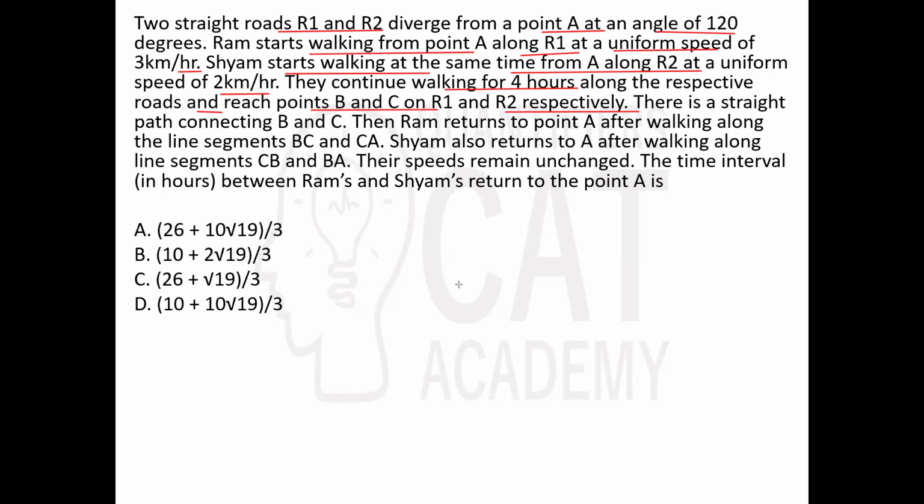Let's make the figure first, right? So let's say this is point A, and this is, let's say, road R1. This is road R2, and the angle is 120 degrees. So assuming this is road R1 and this is road R2.